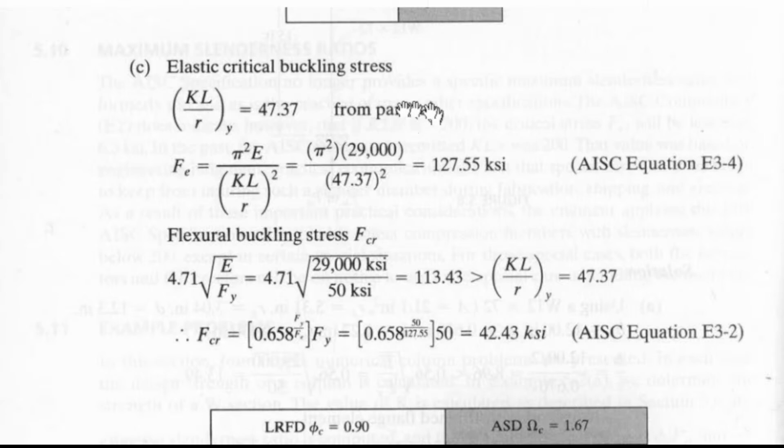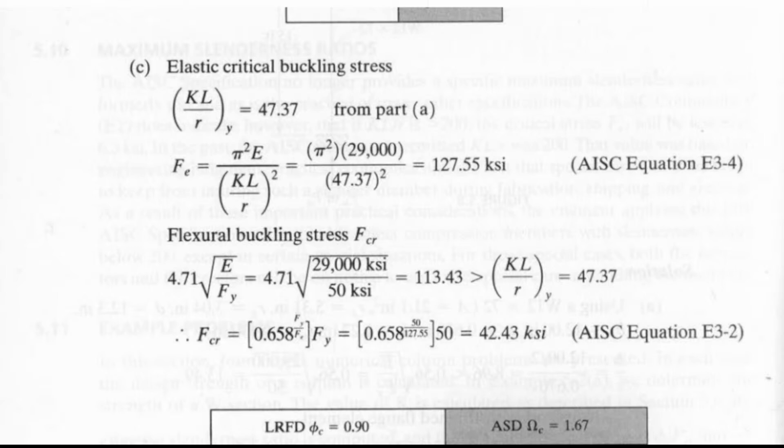So from part A is what we calculated from A. Then the Euler stress. You have the value 47.37 here. Then the numerator, pi squared times E, so divide by that. So 137. This is equation 3-4. Okay.